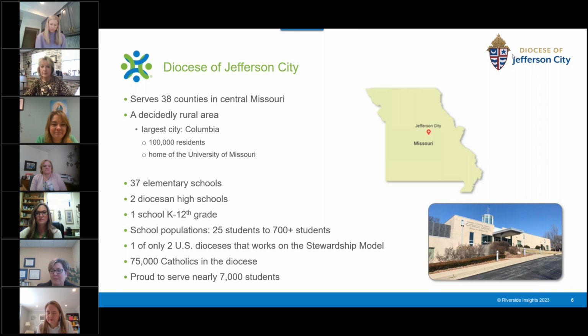Besides the awesome people that work in our diocese, the most interesting thing I think about us is that we're one of only 2 stewardship dioceses in the country, which means that if your family is an active parishioner in a Catholic church, and you want your child to go to Catholic school, the parish sponsors your child to go there. So there is no tuition for our K-8 families that are active parishioners in our churches, which is a pretty interesting thing.